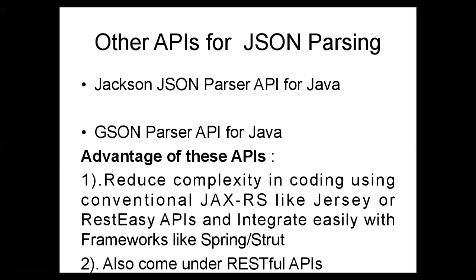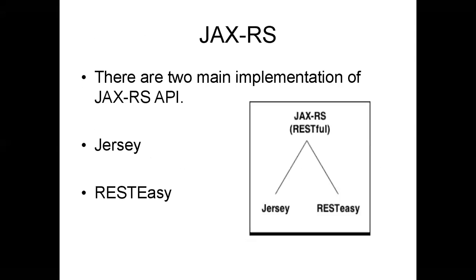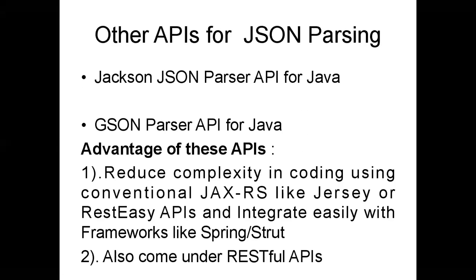So I think now we have come to the other APIs part of JSON, because already there are two conventional APIs. Those APIs are Jersey and RESTEasy. But the other types of APIs which are also very easy to write web services are the JSON parser API for Java. And JSON means it's a relatively new one developed by Google. It is called Google Script Object Notation. Google Script Object Notation Parser API for Java.